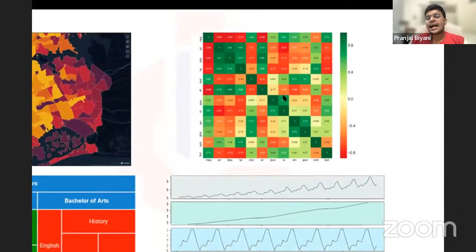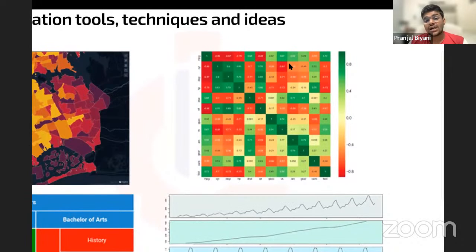A heat map actually represents by color the relationship of one variable with the other, right? So we were talking about the positive and negative relationship. Now you can very easily understand the same with a heat map. You can see plus 0.8 represents a very high positive relationship. Minus 0.8 represents a very high negative relationship.